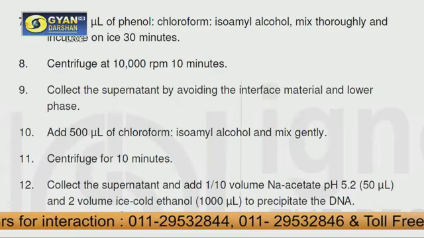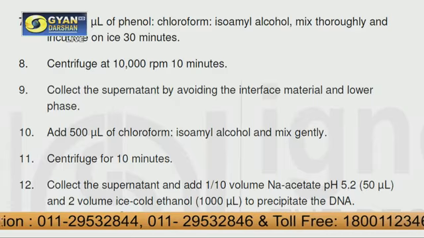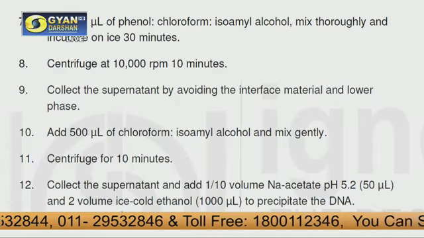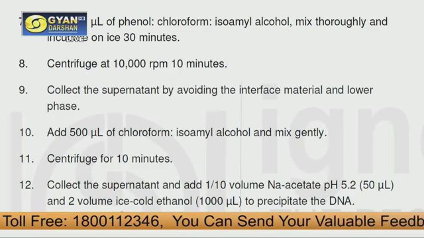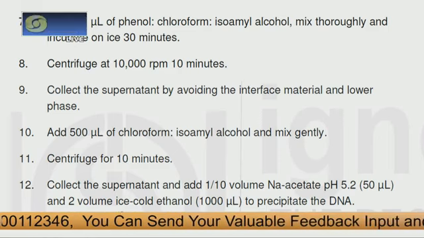The centrifugation is done for 10 minutes. Then you collect the supernatant. Don't disturb the lower portion, which has all the cell debris and proteins, and in a plant cell, polysaccharides. In a bacterial cell, it is mostly proteins. So you avoid that layer and take the clear supernatant from above into a fresh tube.